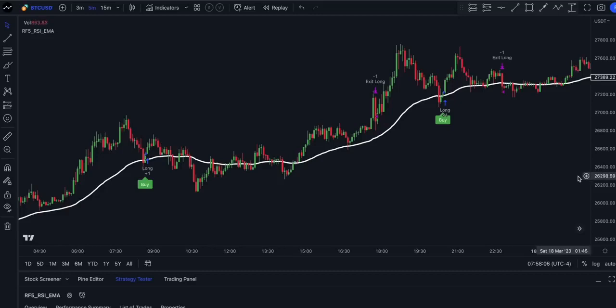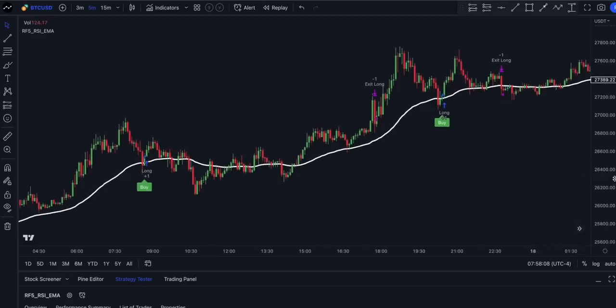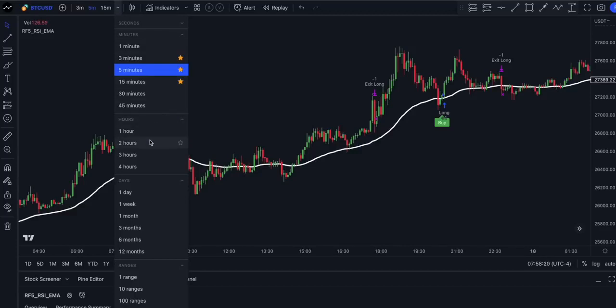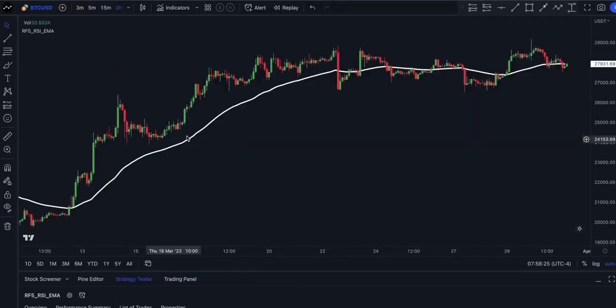Okay, so to make the chart a bit cleaner, I hid the relative strength index. The indicator is embedded in the code. The only thing you can see is the moving average and buy and sell signals. So to start our backtesting, let's open Bitcoin on higher time frames. Let's start with 2 hours time frame.